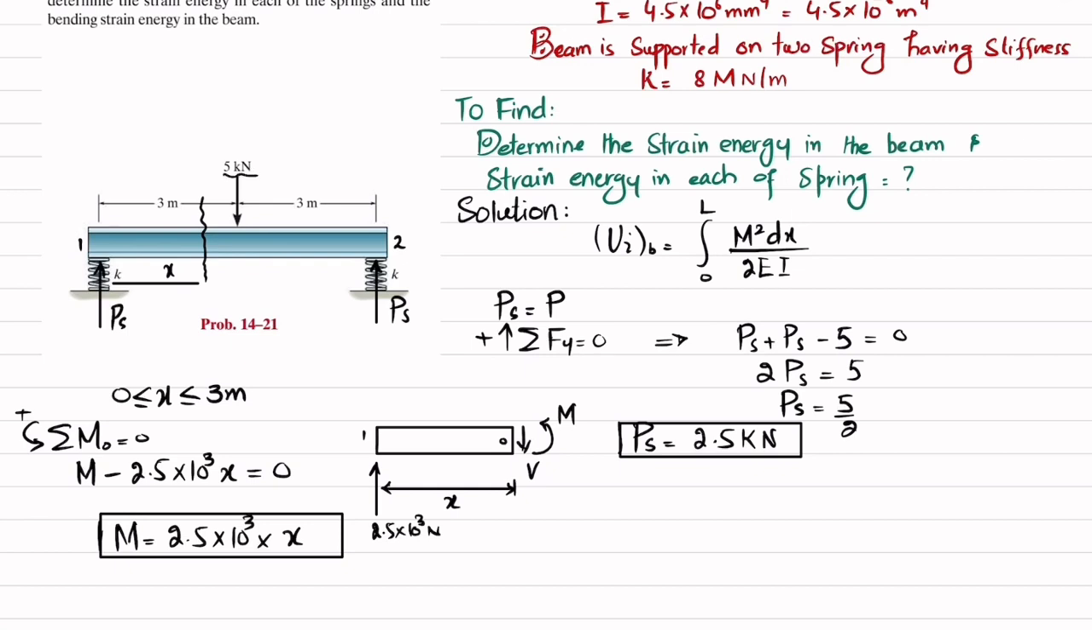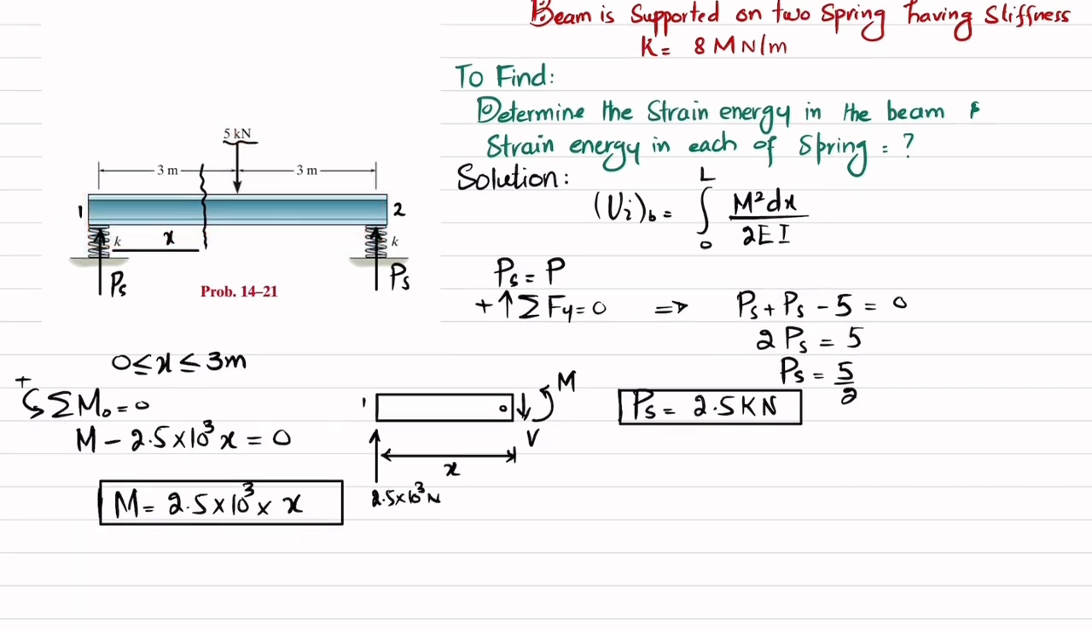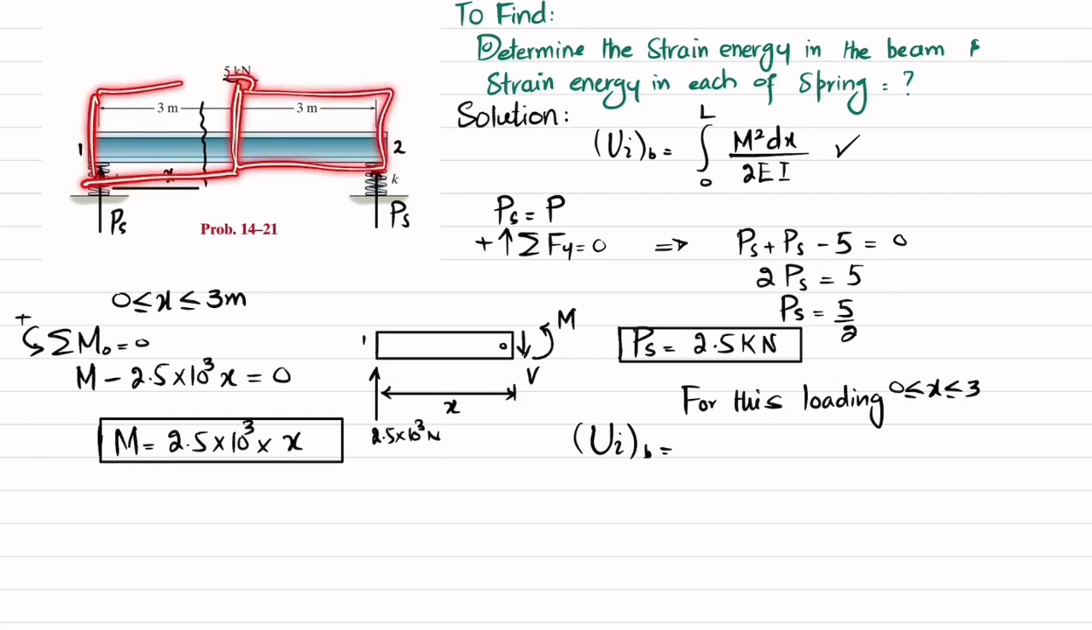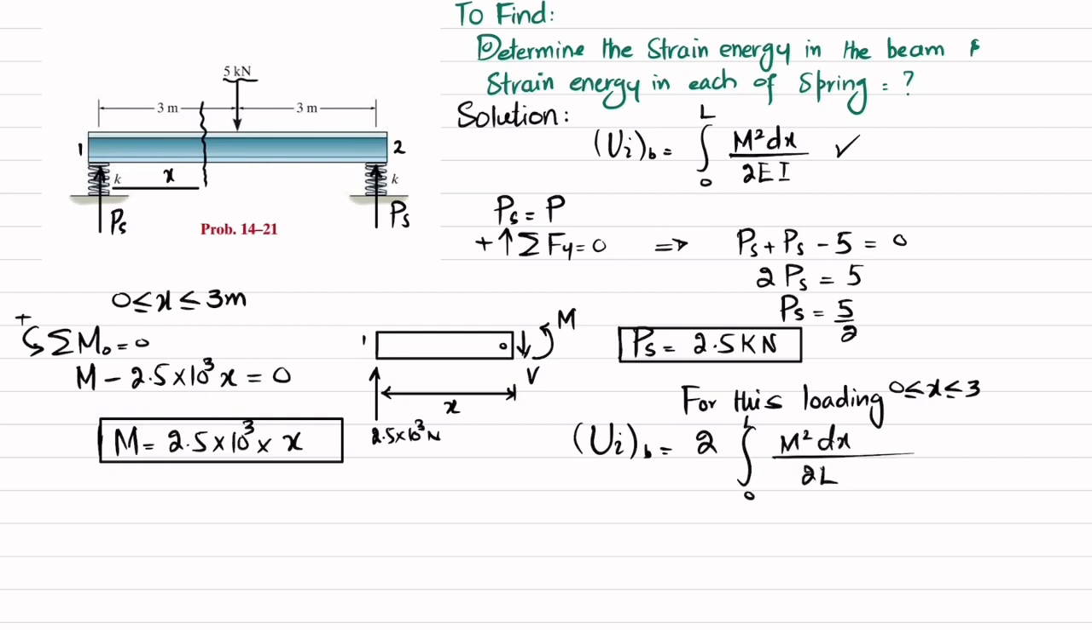Why? Because at 3 meter you can see you have the 5 kilonewton load. So we will take one half portion as this one and the other half as this one, and now we apply this equation. Here you can see the strain energy due to bending for this loading, for x from 0 to 3, has two portions: one is this one and the other is this one. So I will write 2 multiplied by the integral from 0 to L of M squared dx divided by 2EI. Now you can just put in the values: 2 times the integral from 0 to L, where M is 2.5 × 10^3 times x, squared, dx divided by 2EI.